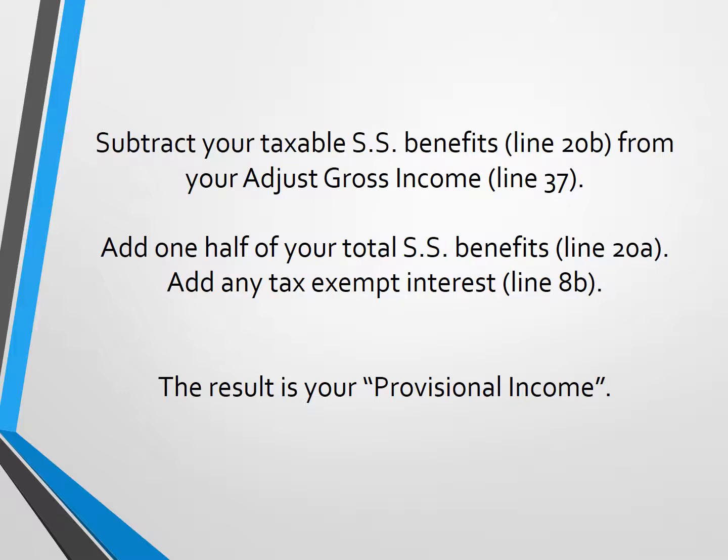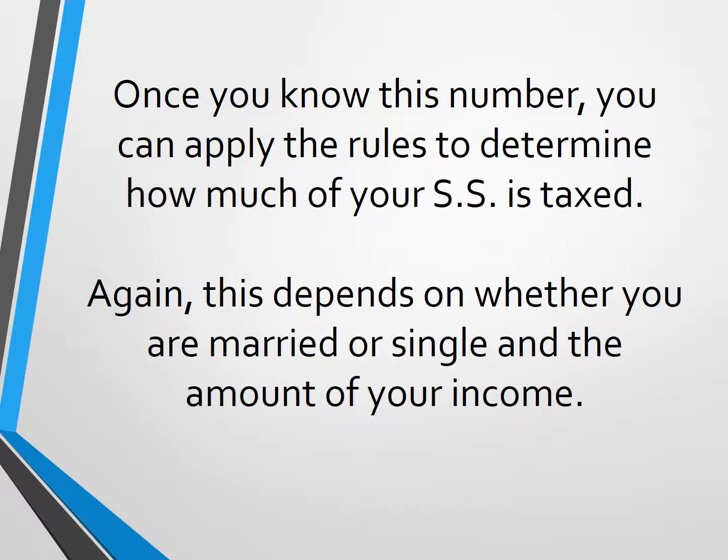So you subtract your taxable Social Security benefits, line 20B, from your adjusted gross income on line 37. Add 1/2 of your Social Security benefits on line 20A. Add the tax exempt interest on line 8B. The result is your provisional income. Once you know this number, you can apply the rules to determine how much of your Social Security is taxed. Again, this depends on whether you are married or single and the amount of your income.